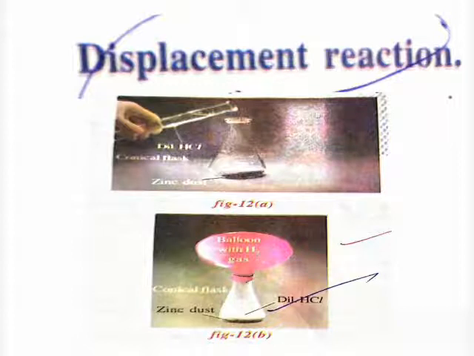Now we will discuss one more type of reaction, the displacement reaction. In a displacement reaction, one element displaces another element from its compound and takes its place therein. Displacement of hydrogen from acids by metals.